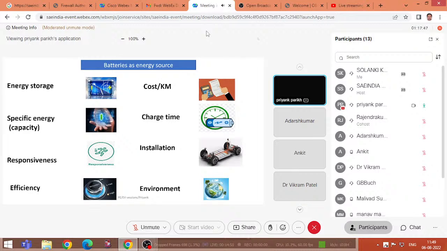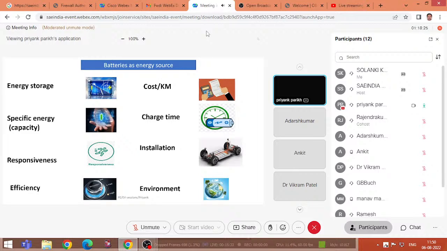When we talk about installation, so there are automobile engineers. What does it take for installation of an IC engine? You are all studying how the IC engines are installed. You have to install it in the vertical position, diagonal, with everything to install the shock. But the battery does not require any such thing. You can install it in any direction, any way you want. There is no such restriction on how to install it.